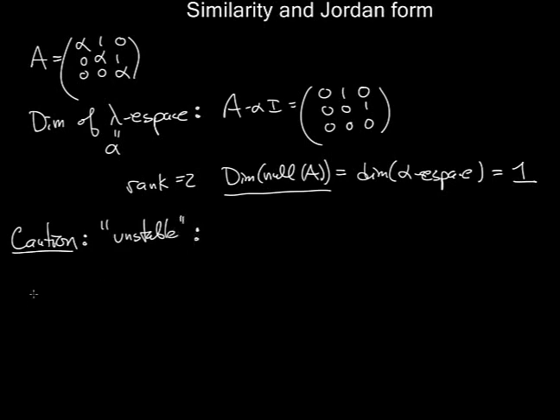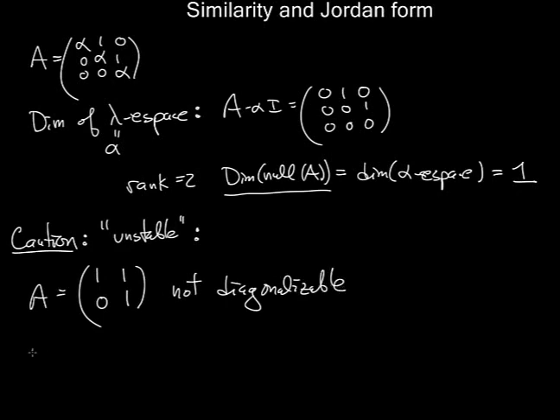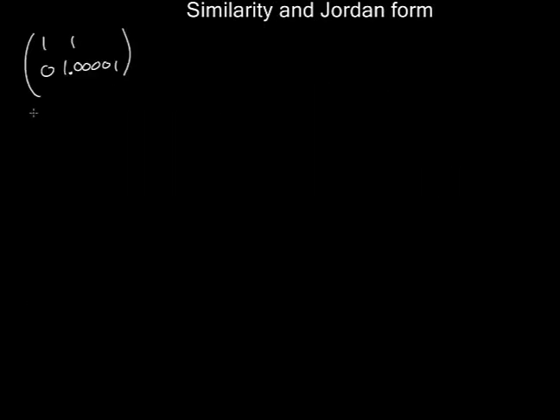Okay, now I want to have a little digression here. This notion of being diagonalizable or not is rather unstable, and I'll illustrate this with the following example. This matrix is not diagonalizable, but if I perturb this second term by the tiniest amount, it incredibly does become diagonalizable.